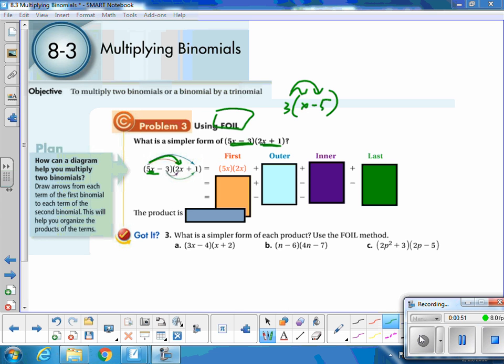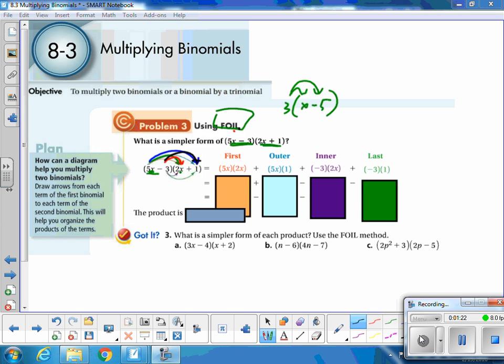So that is 5x times 2x. The second part of FOIL is the O, which is outer. So we're going to take our 5x times the outer end, which is the 1. So that's why we have 5x times 1. And then we're going to take our I, which is the inner. That's where we take our negative 3 times our 2x. So we're distributing out that negative 3. And then my final one is my last, which is my negative 3 times my 1.